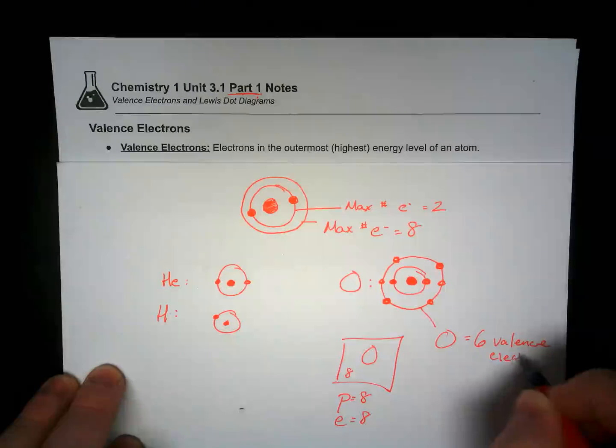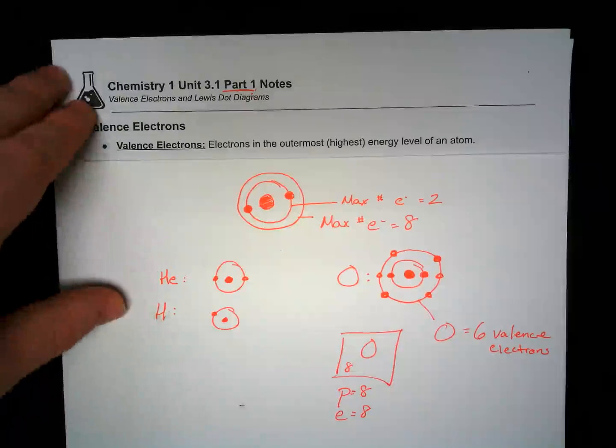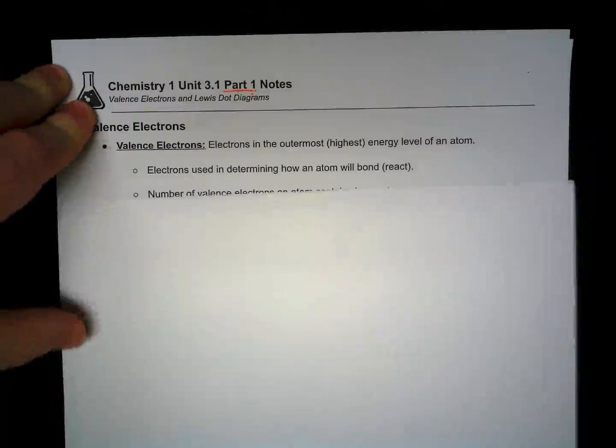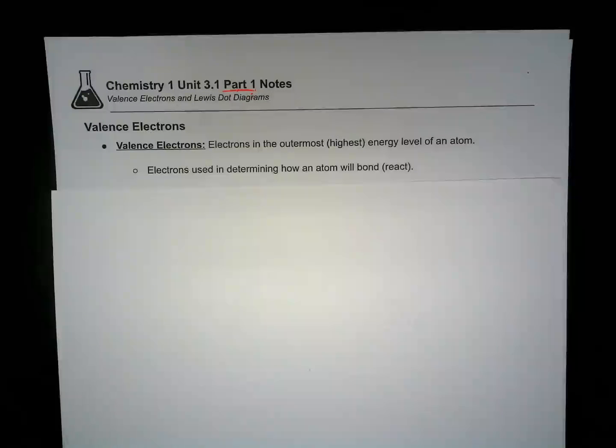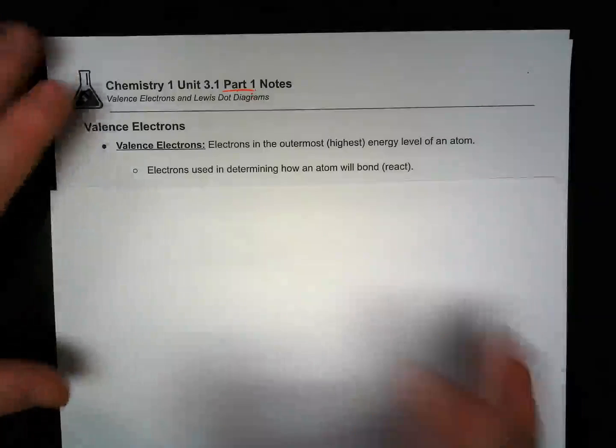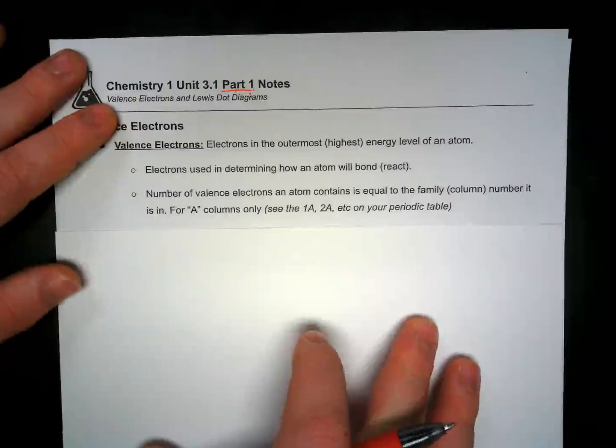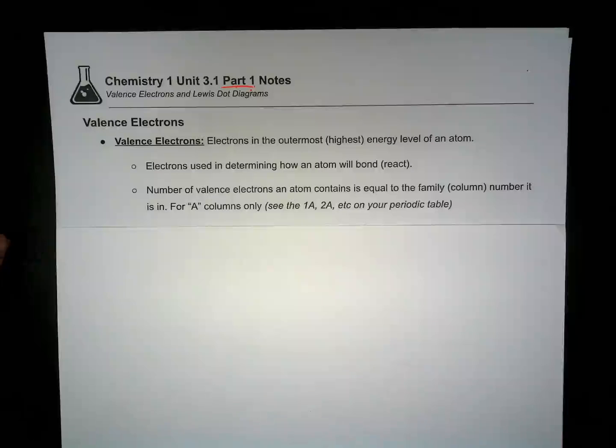Now, you're probably wondering, why is it important to know that? Well, we're going to be getting into exactly how or why certain things bond. Electrons are used in determining how an atom will bond, how it will react with another atom. So knowing how many valence electrons a particular atom has is better, and actually it's necessary. The number of valence electrons an atom contains is equal to the family column number it is in.